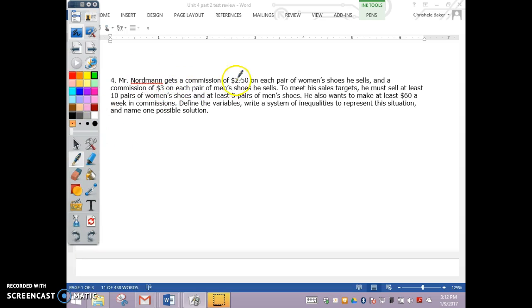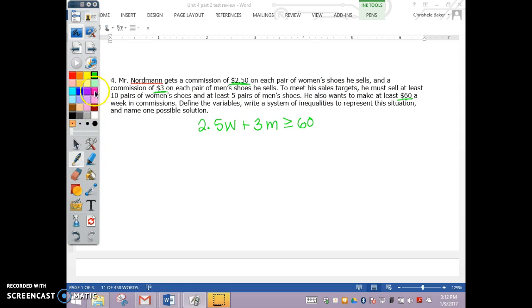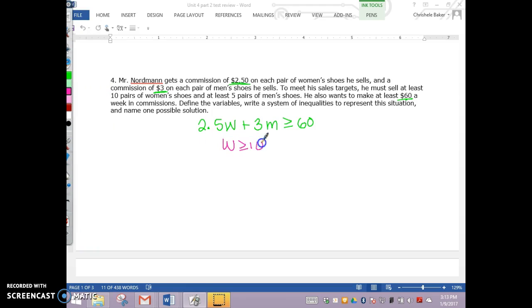You have to make sure that you're keeping the units the same. So dollars goes with dollars. So $2.50 for the women's shoes, $3 for the men's shoes, and that needs to be at least $60. This is the part that everybody struggled with. To meet his sales target, he has to sell 10 pairs of women's and 5 pairs of men's. Well, we don't have a total there. So I just know that women's has to be more than 10 and men's has to be more than 5.